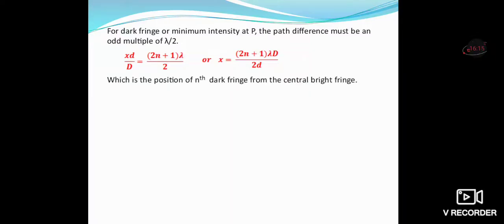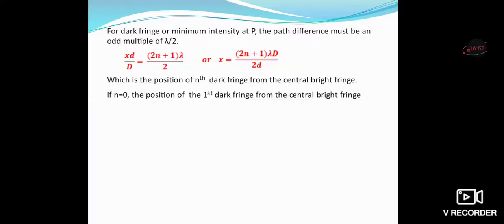Next, this is the position of the nth dark fringe from the central bright fringe. Next, we have to consider n is equal to 0. If you substitute n is equal to 0, it is the position of the first dark fringe from the central maximum, because our center at point O, we have already found to be a bright fringe. So whenever you substitute n is equal to 0, you get the first dark fringe from the central bright, that is D1.